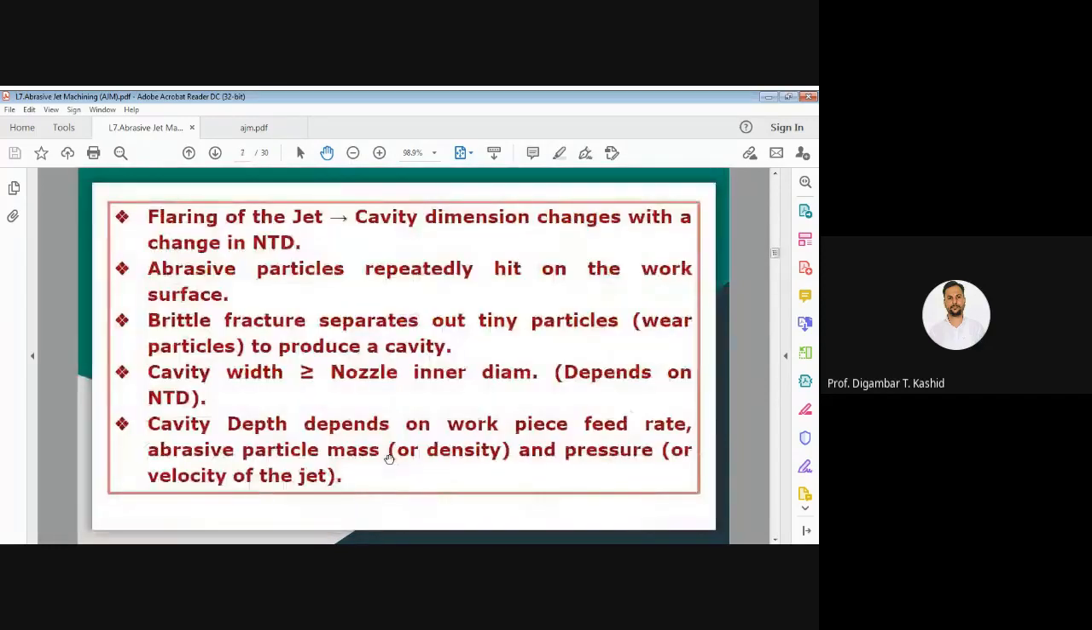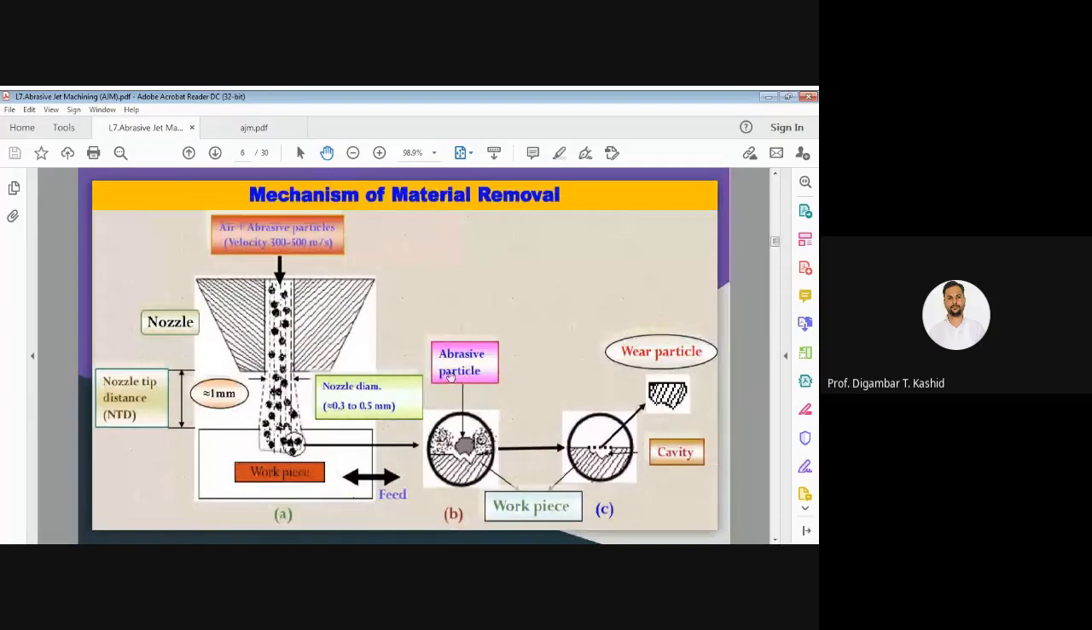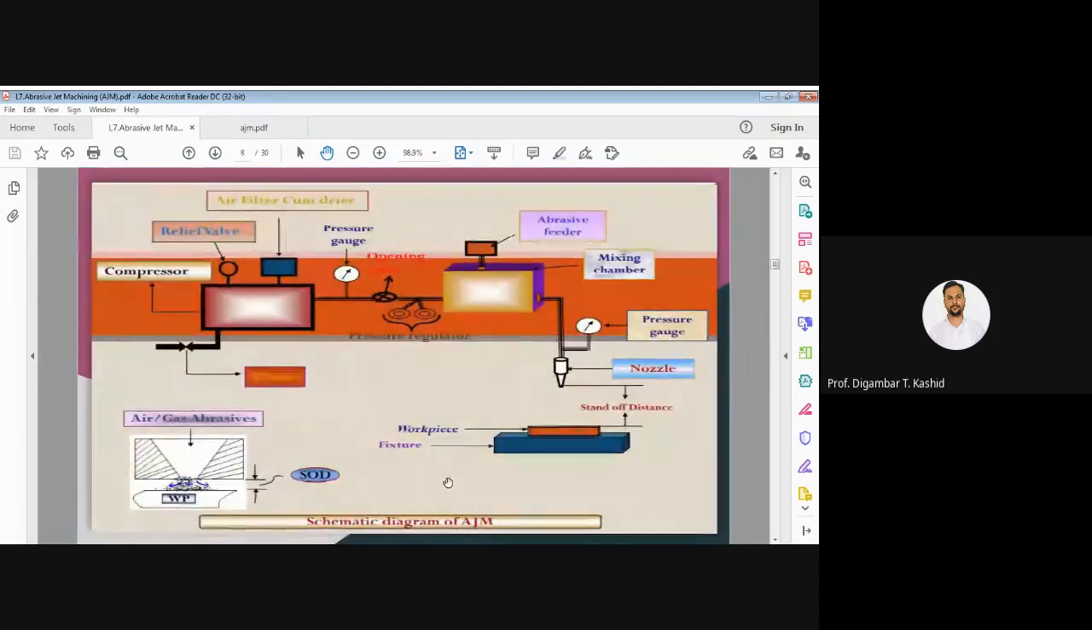So after the working principle of abrasive jet machining, I was discussing the experimental setup. Okay, so see here, the experimental setup is there. In this experimental setup of the AJM system, we have different elements. We have the various elements of this abrasive jet setup. First, you can see here we have this compressor.